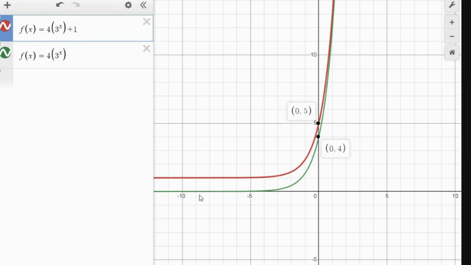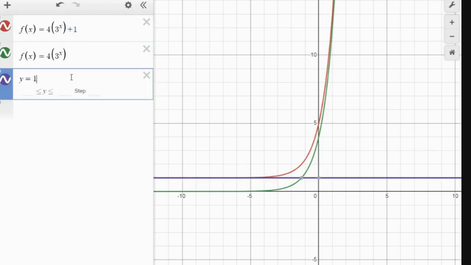But if we also look at the asymptote, it is no longer y equals 0. It's not approaching 0 any longer. Now it's approaching 1. The asymptote has moved up 1 also, to y equals 1. If we put that line on there, it's approaching this line of y equals 1. It looks like it's touching it.